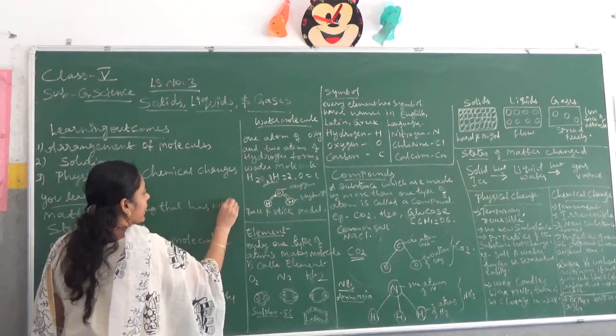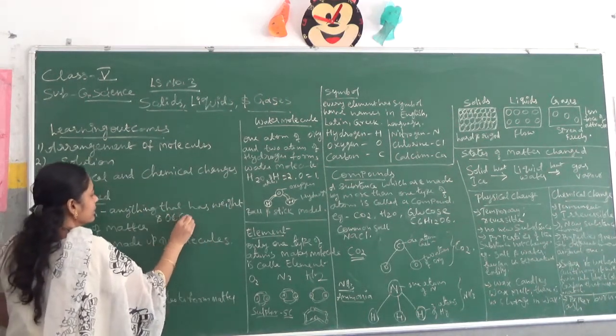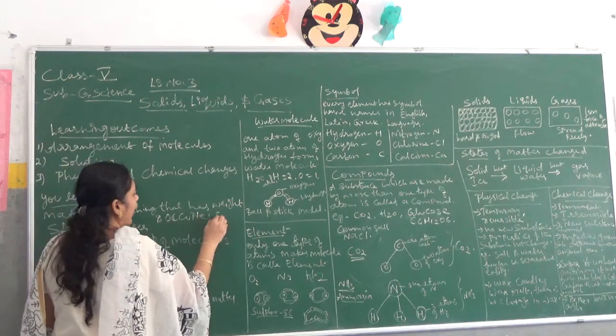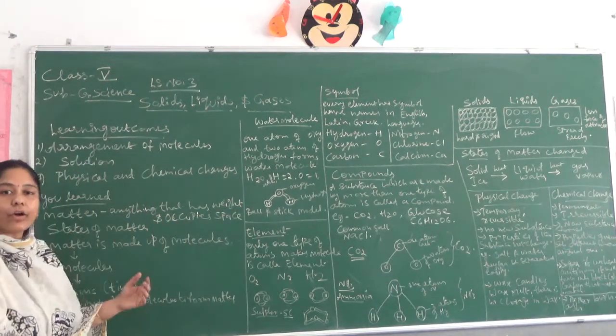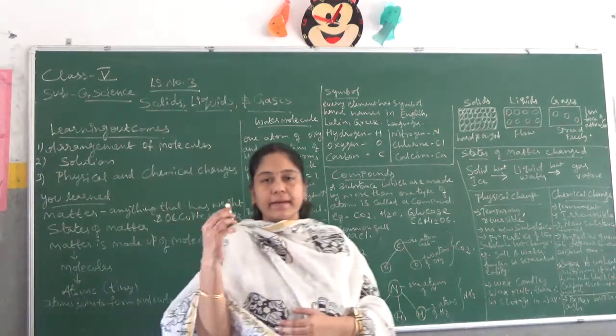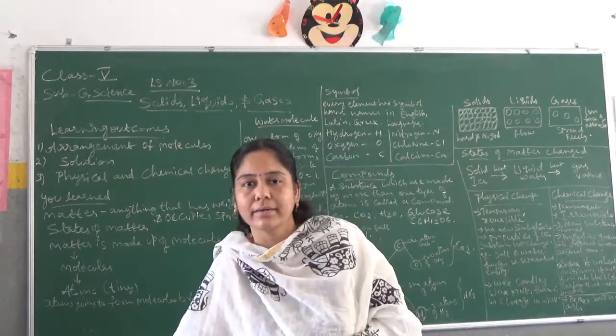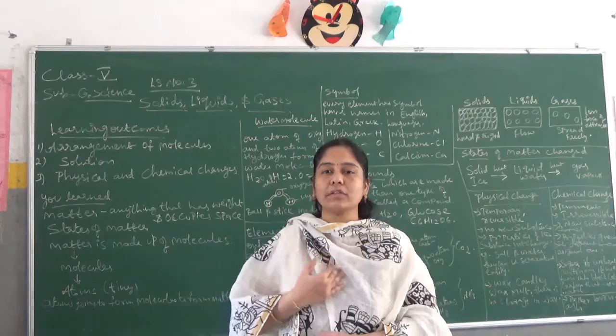weight and occupies space. What is matter? Anything that has weight and occupies space. So, for example, this chalk piece is matter. This book is matter. Even this table is matter. I am also matter.